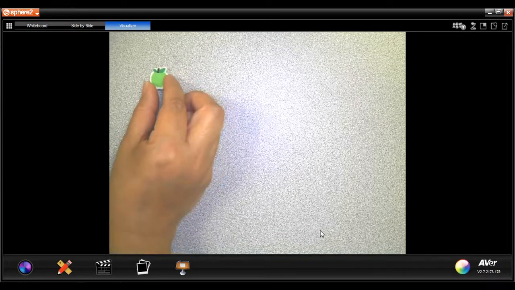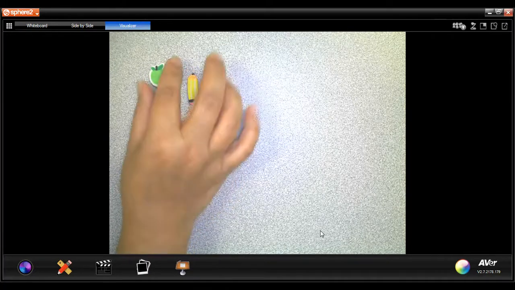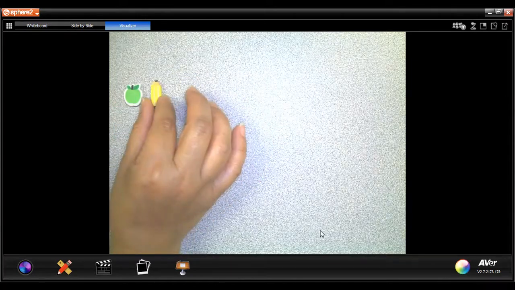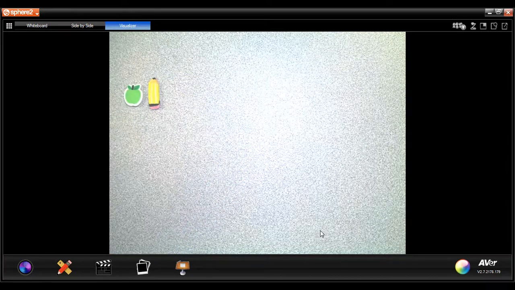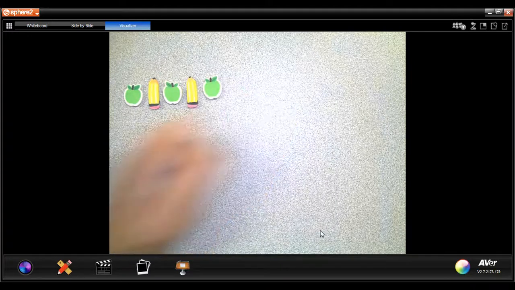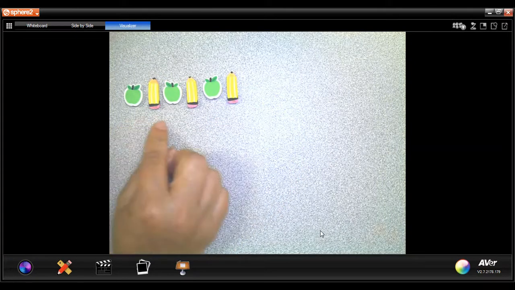Okay, boys and girls, now that we talked about the AB patterns, I want to do our own AB pattern. The objects that we're going to use are a mini apple eraser and a mini pencil eraser, okay? So this is going to be the rule. It's going to be green apple, pencil. Green apple, pencil. Green apple, pencil. So this is going to be the AB pattern we're following.